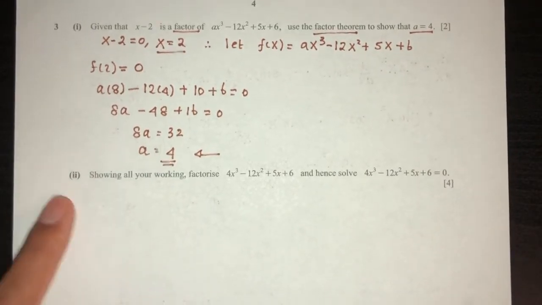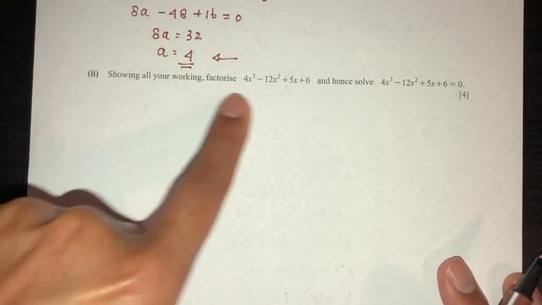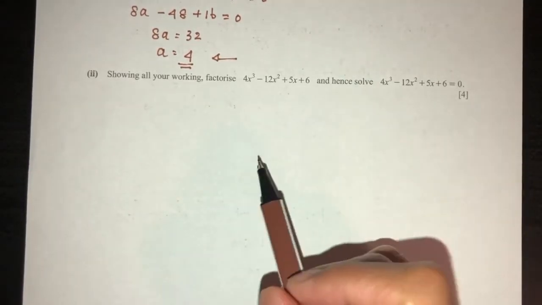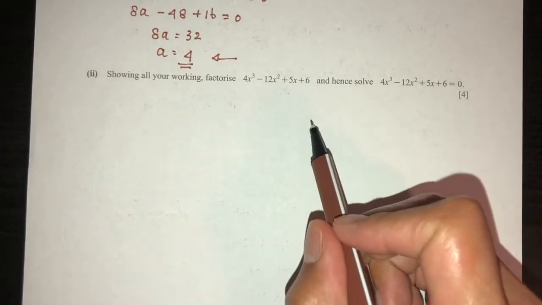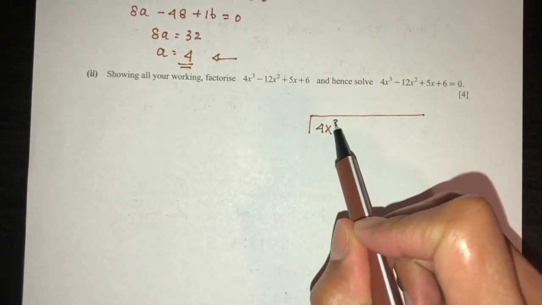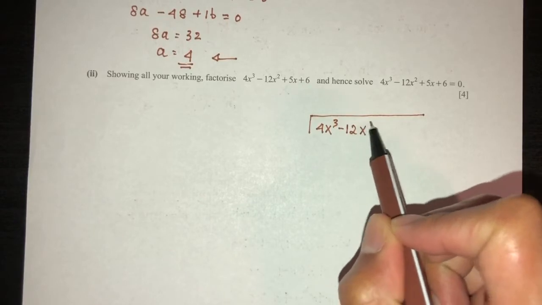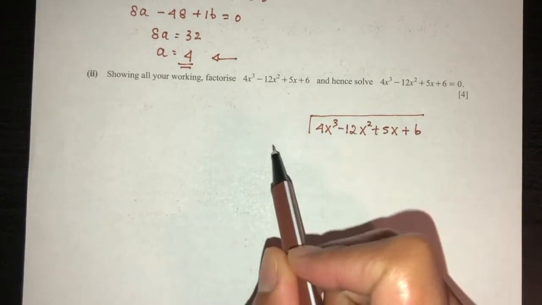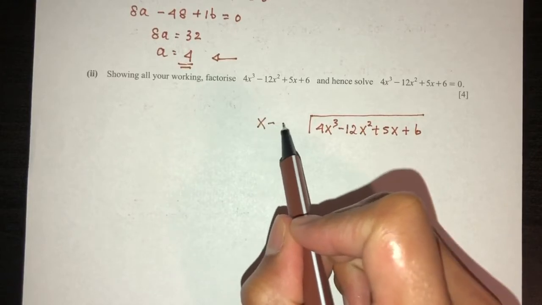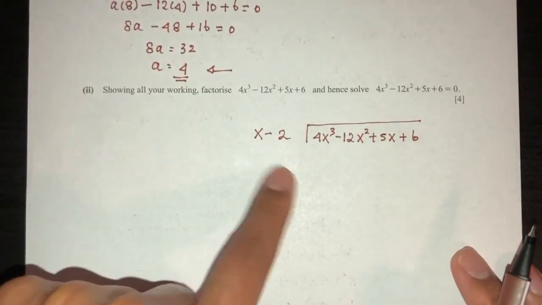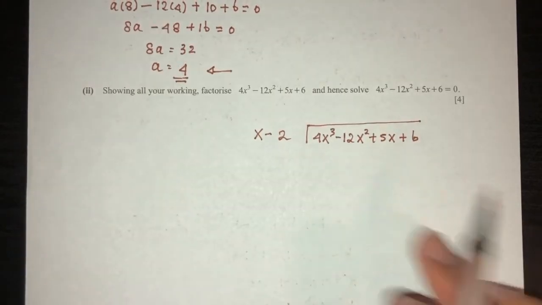That is part 1. Now part 2 is we have to factorize this whole expression and hence solve this. So how would you factorize that? You have to perform long division. So here you have this, minus 12x squared plus 5x plus 6. And we know that x minus 2 is a factor. It is given to you in part 1. So we can use this to find the other factor of this expression.